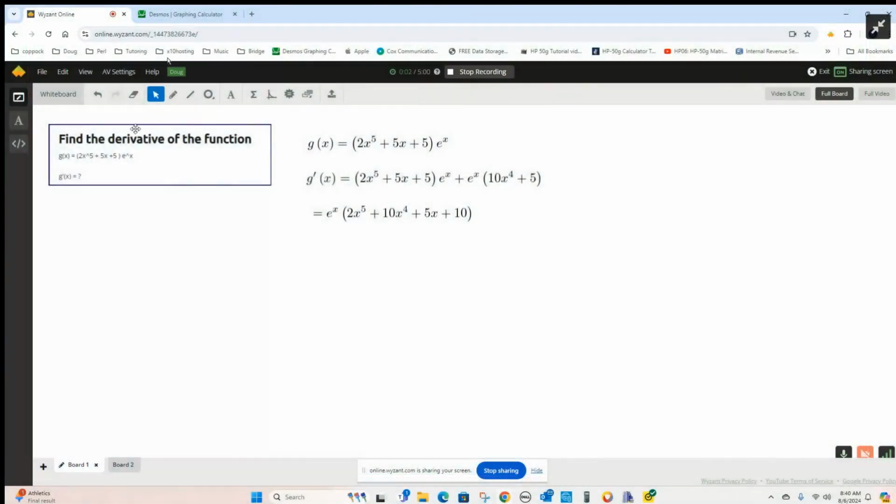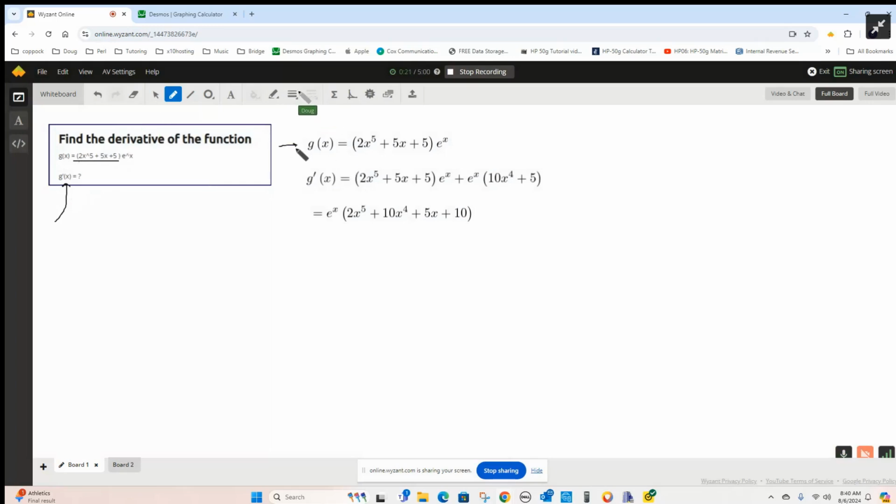Okay, you're given a function g of x, which is a trinomial polynomial, times the function e to the x, and have to find its derivative. And that derivative, by the way, is a formula for slopes of tangent lines to the graph of the original function. So here's the original function.